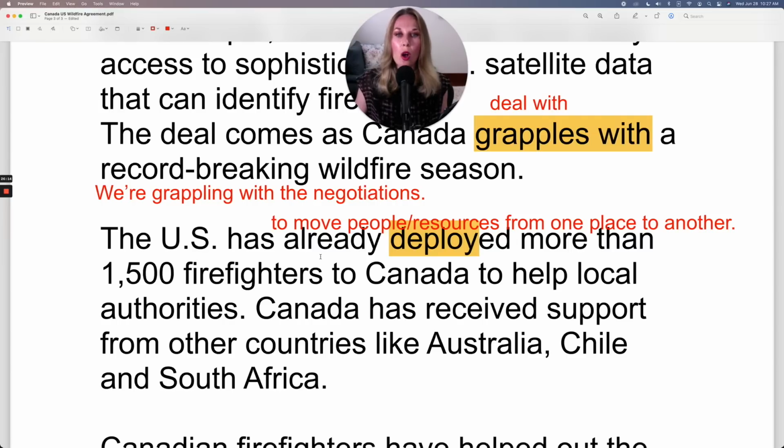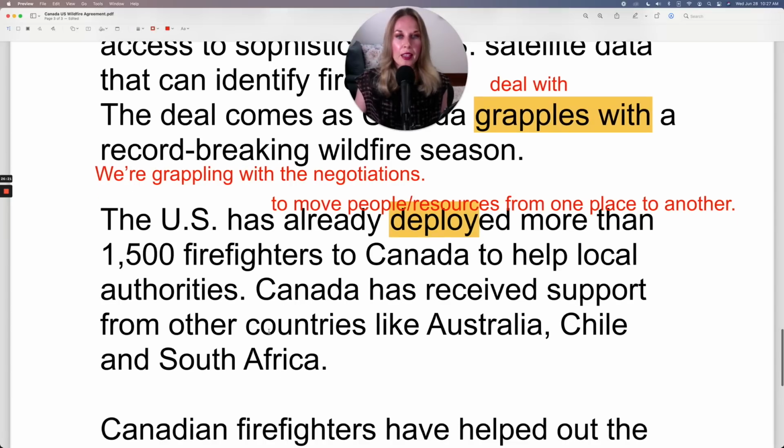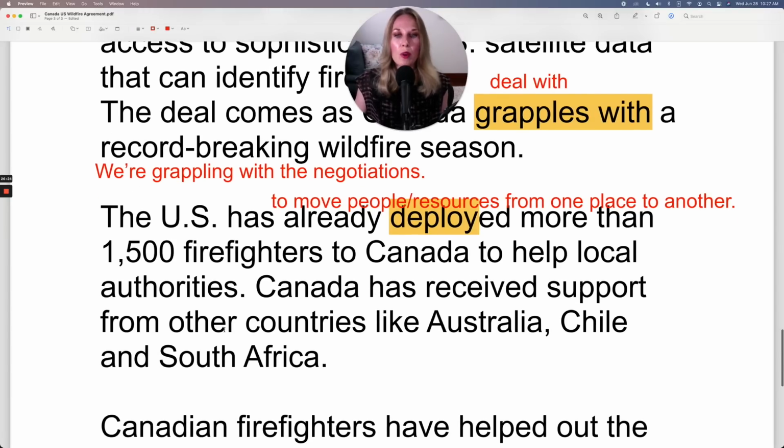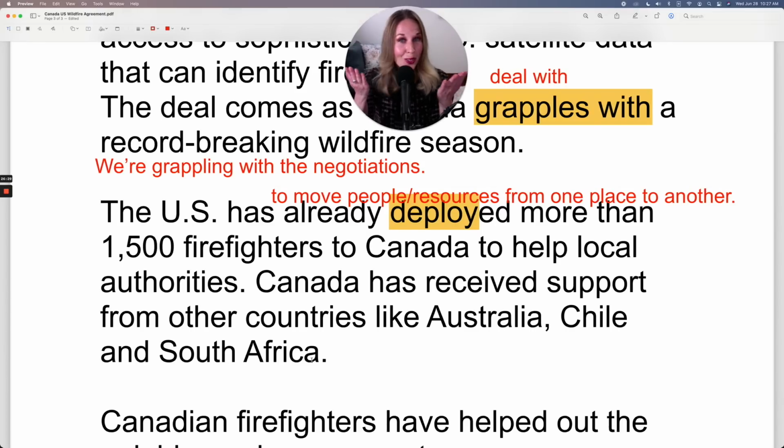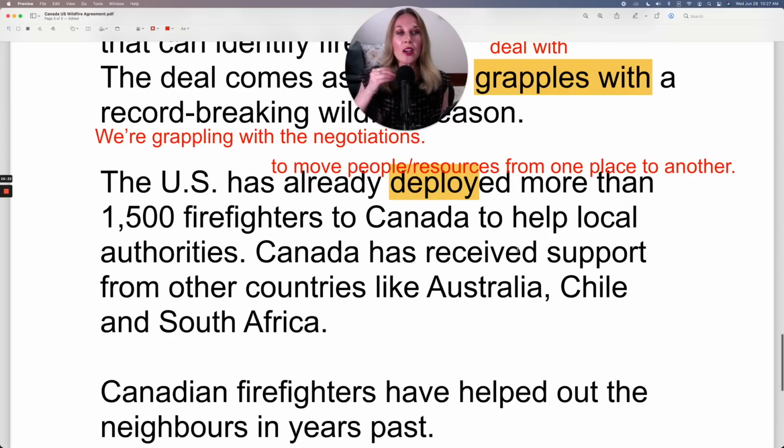The US has already deployed more than 1,500 firefighters to Canada to help local authorities. Canada has received support from other countries like Australia, Chile, and South Africa. Thank you to those countries. We appreciate the support. Here, Canada's receiving the support, but you could say Australia deployed support to Canada. Chile deployed support to Canada. Just like here, the US deployed these resources, the firefighters, to Canada.